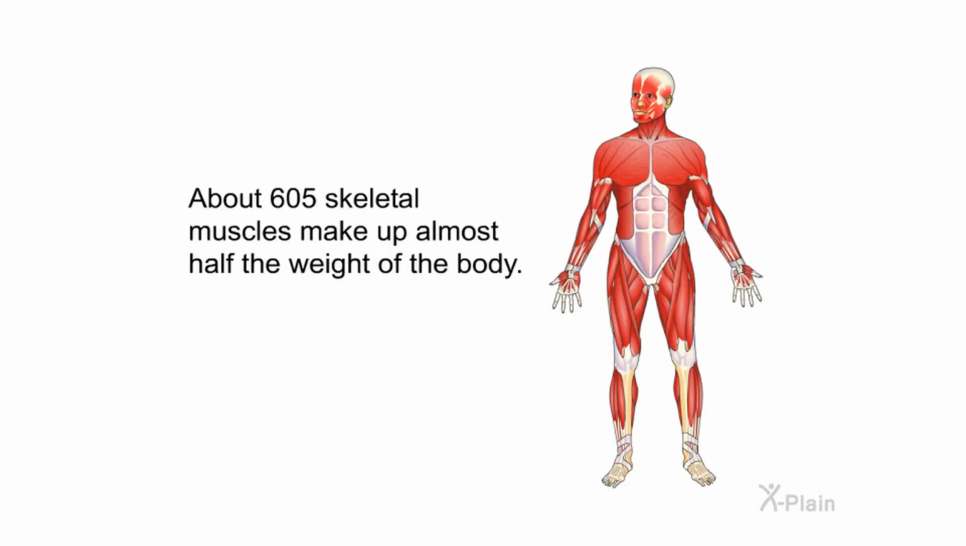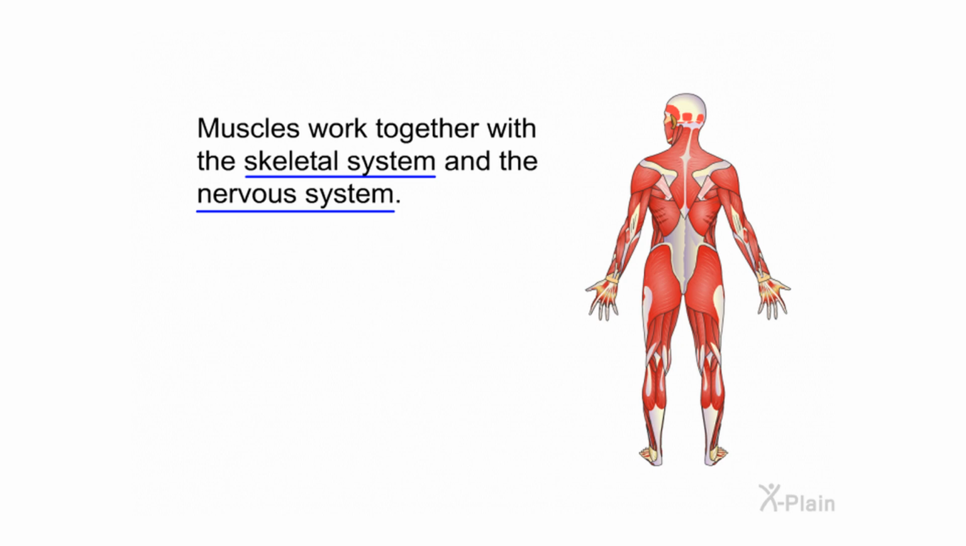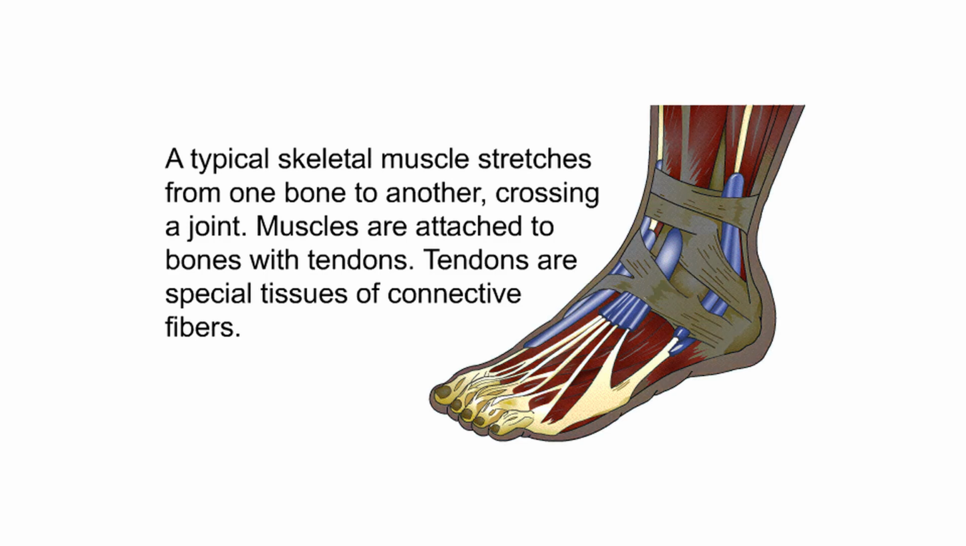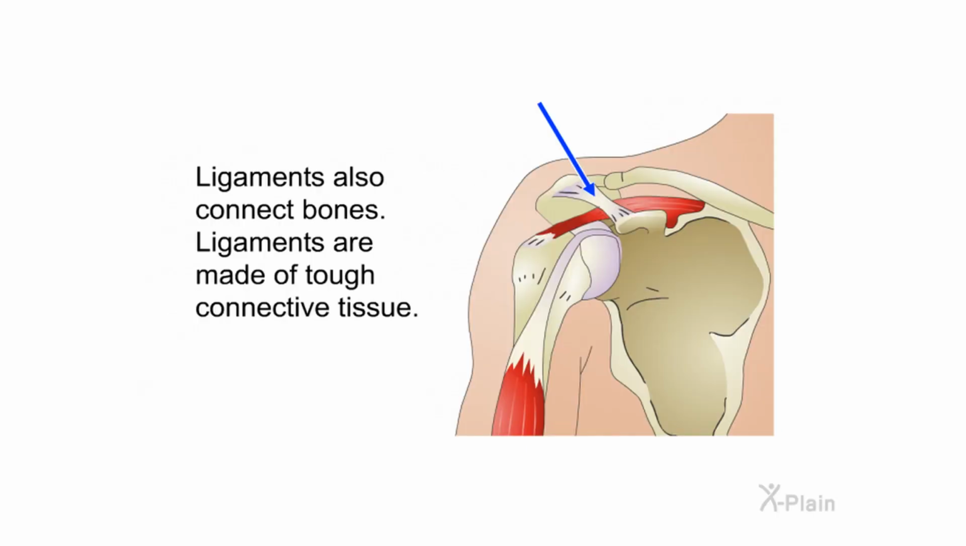Skeletal muscles. About 605 skeletal muscles make up almost half the weight of the body. Muscles work together with the skeletal system and the nervous system. A typical skeletal muscle stretches from one bone to another, crossing a joint. Muscles are attached to bones with tendons. Tendons are special tissues of connective fibers. Ligaments also connect bones. Ligaments are made of tough connective tissue.